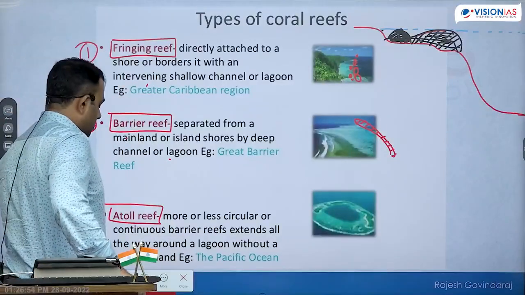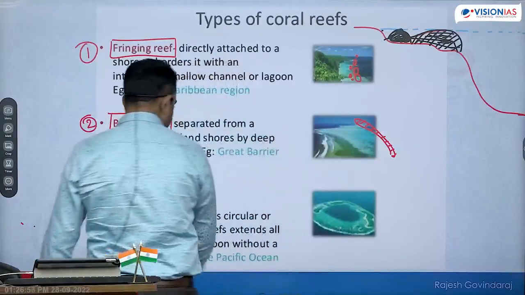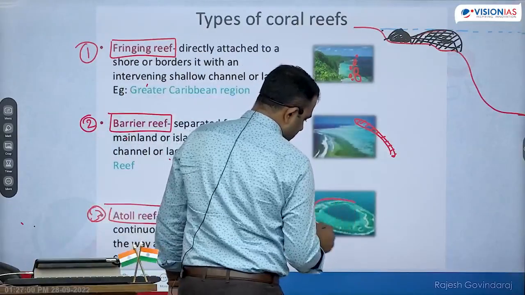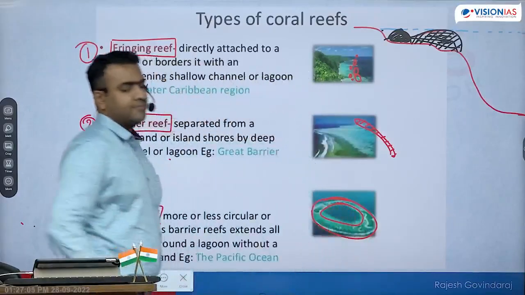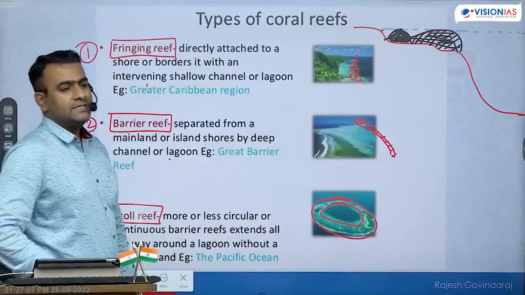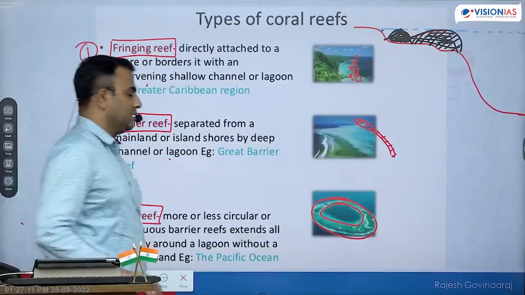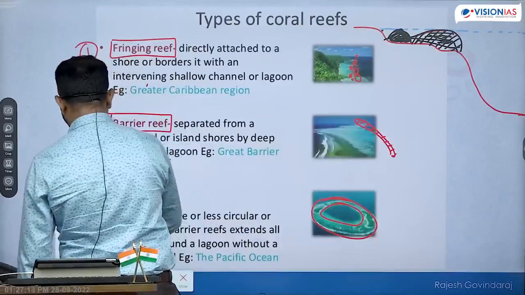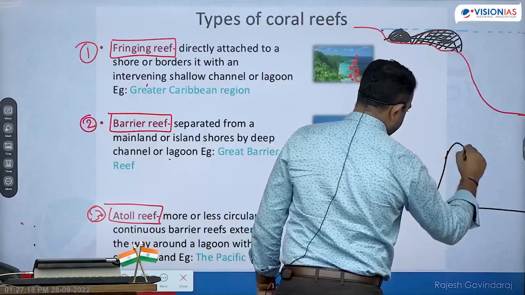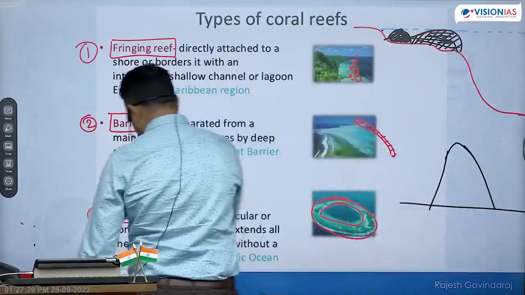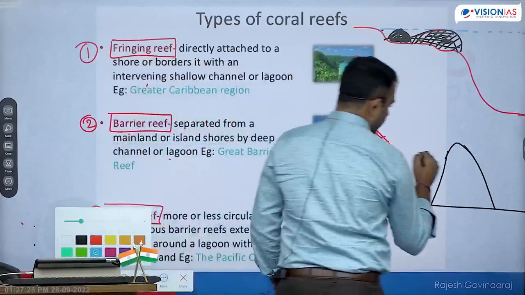So what is an atoll? An atoll is a circular coral reef developed around an island or a guyot. ये कैसे बनता है? So let's say this is the oceanic floor. यहां पर है कोई island. मान लो यहां पर island है. And let's say this is the water level.